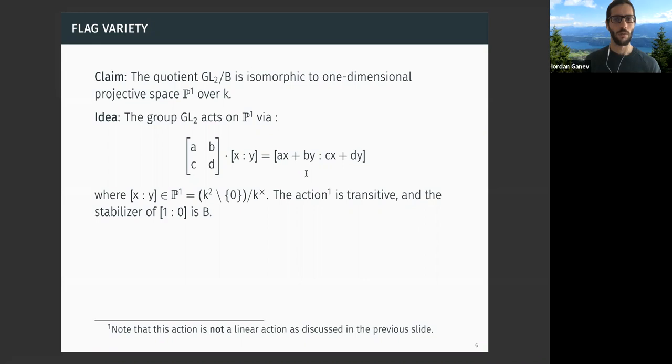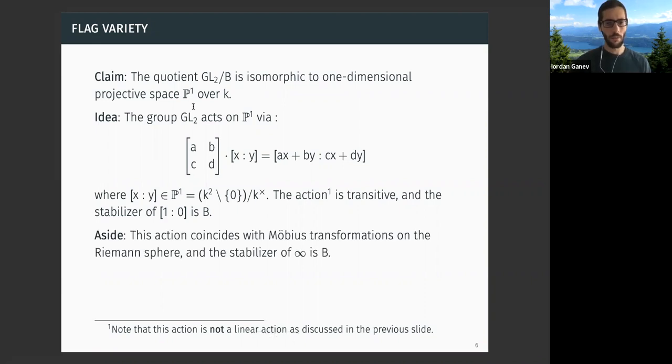And if we define this action, we see that the stabilizer of (1, 0), these are homogeneous coordinates on P1, is B. We'll review projective space and projective varieties later today, so don't be too intimidated if you are not familiar with this notation. And also this action is transitive. So whenever we have a group acting transitively on a set, or in this case, an algebraic variety, then that algebraic variety is isomorphic to the group mod the stabilizer of a point. So this is the idea behind why G mod B in this case is isomorphic to P1.